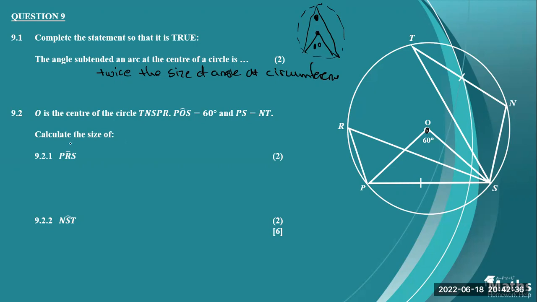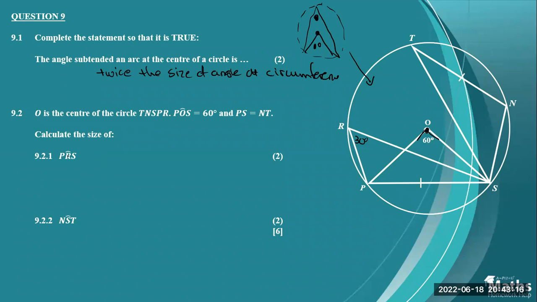The first question says, calculate the size of PRS. Can you see if this is the center of the circle? Many pupils get confused and think that this would be angles in the same circle segment. But it's not, because this is the center of the circle. It's not lying on the circumference. So therefore, this one will be 30 degrees. This one is the same as that one, except that it's just not on the top. It's on the side, you see.